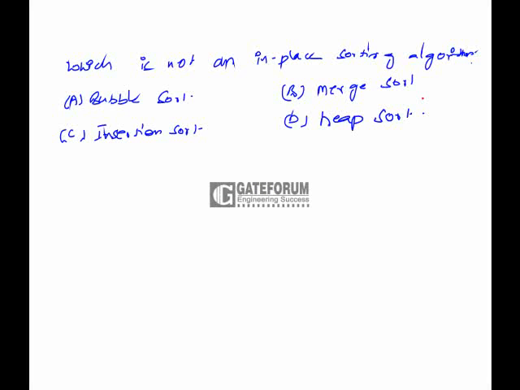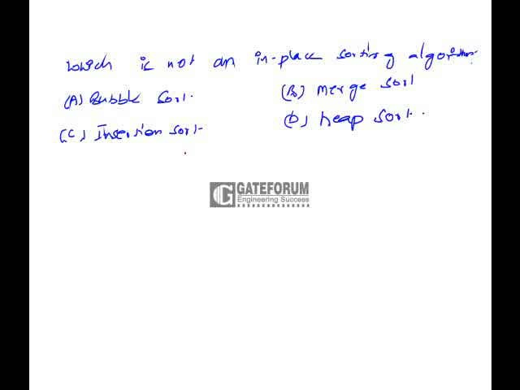Which is not an in-place sorting algorithm? A. Bubble sort, B. Merge sort, C. Insertion sort, D. Heap sort. In order to solve this problem, first of all we need to know what is an in-place sorting algorithm. An in-place sorting algorithm is one whose additional space requirement is order of 1. That means in an in-place sorting algorithm, elements are sorted within the same array. No extra space is required.